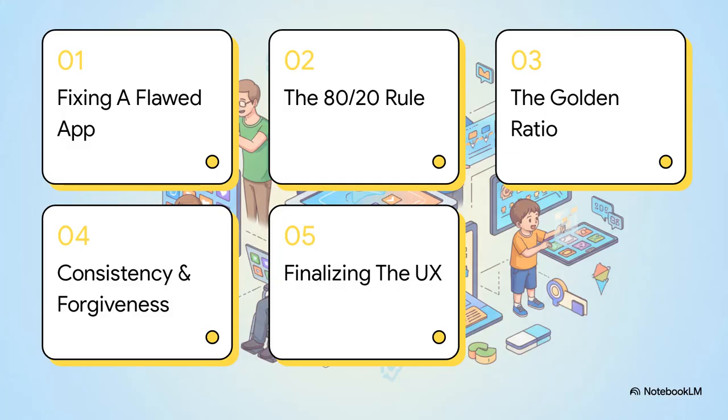Okay, let's take a super quick look at today's game plan. First up, we're fixing a flawed app. Second, we'll hit the 80-20 rule. Third, layout and the golden ratio. Fourth, consistency and forgiveness. And finally, we'll wrap up by finalizing the user experience. This agenda is basically our step-by-step roadmap from total chaos to a clean, usable product.